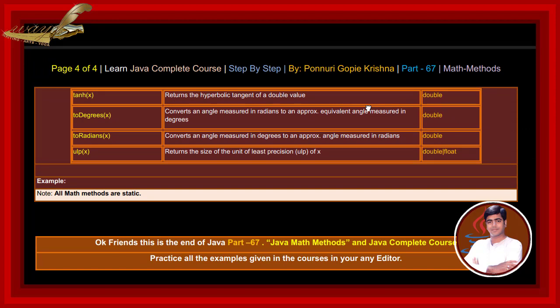The toDegrees method converts an angle measured in radians to an approximately equivalent angle measured in degrees. The toRadians(x) method converts an angle measured in degrees to an approximately equivalent angle measured in radians. The ulp method returns the size of the unit of least precision, ULP, of x. Note, all Math methods are static.